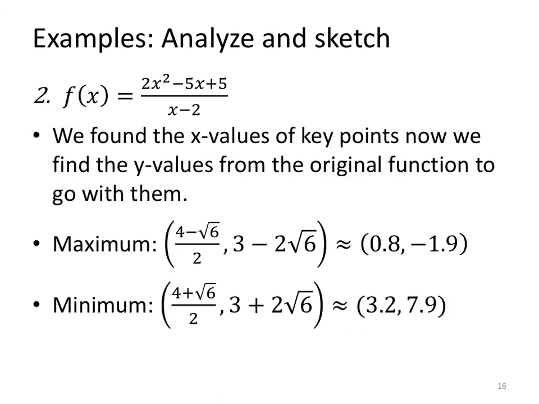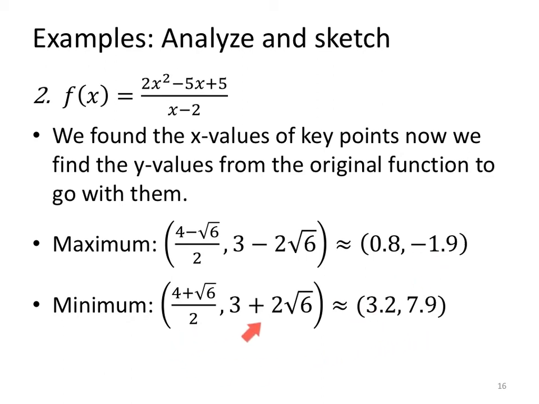We found the x values of key points. Now we find the y values from the original function. So I know my maximum, 4 minus the square root of 6 over 2. Look, that's pretty close, 0.8. The y value that goes with it, yes, you have to evaluate 4 minus the square root of 6 over 2 as your x value. Put it in, evaluate. Technology is awesome. You can use a calculator. And these are, of course, approximates as I've rounded to 1 decimal place.